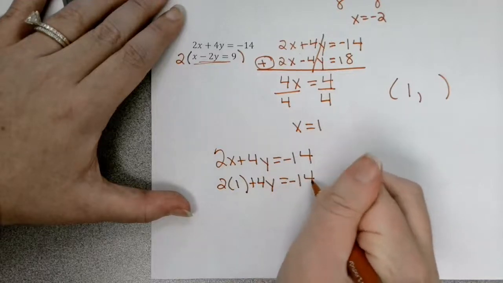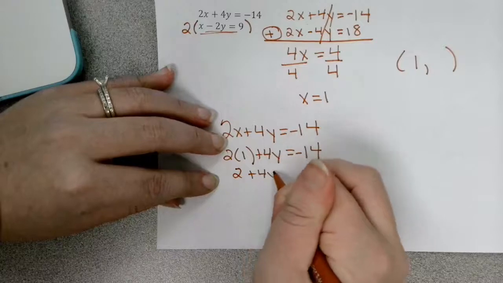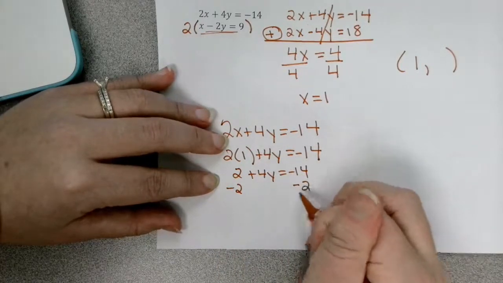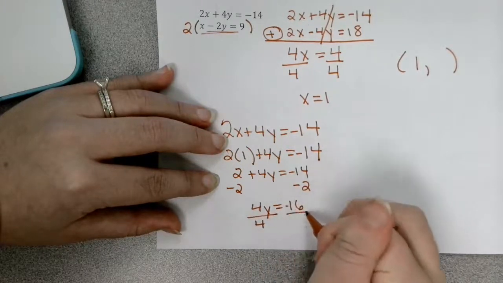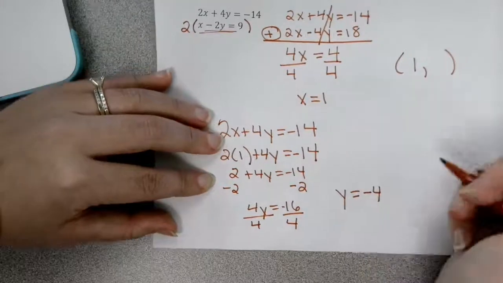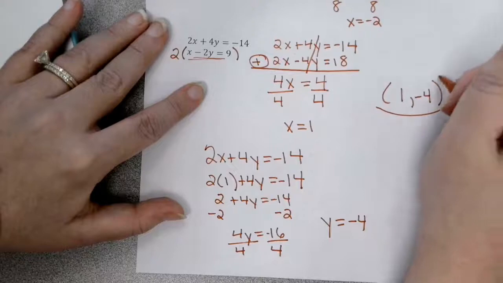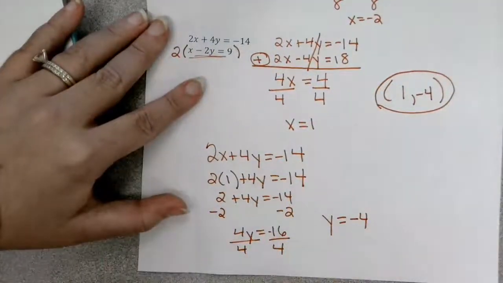To solve for my y. And now 2 times 1 is 2. Subtract 2. 4y equals negative 16. Divide by 4, divide by 4. Y equals negative 4. So the intersection point, or the solution to those two equations, is 1, negative 4.